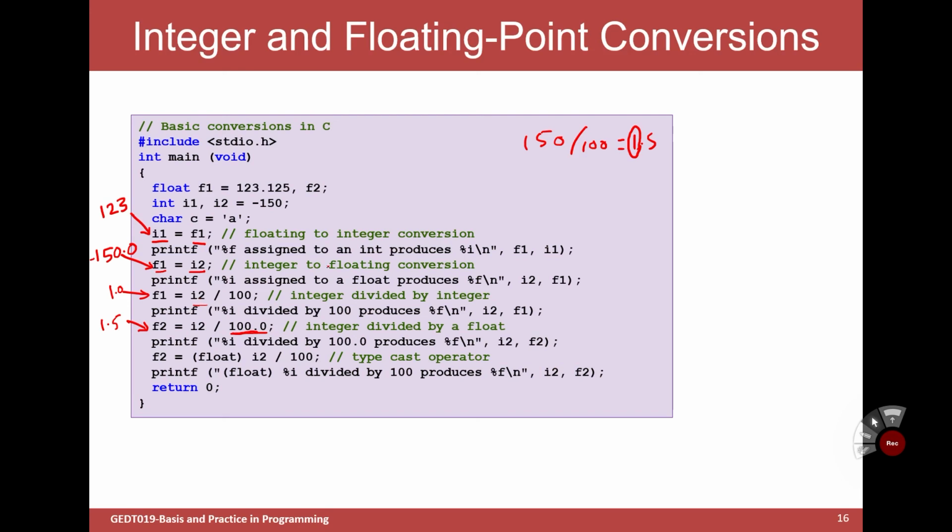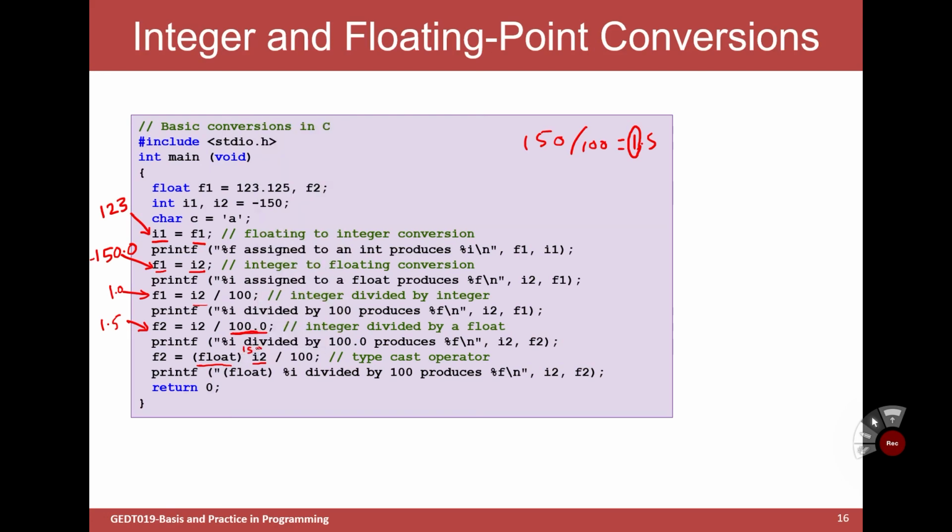So integer means it will only take 1. So f1 will equal 1. Here, integer and float, the result will be a float, which means 1.5. Okay, now how about this one? This is the same, but inverted. So I2 is now what? It's a float. So I2 will be 150.